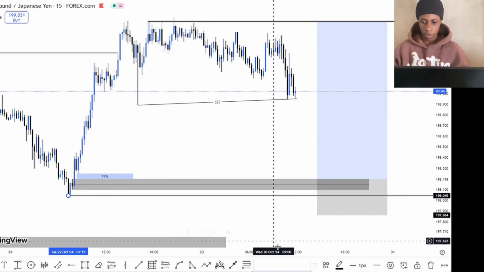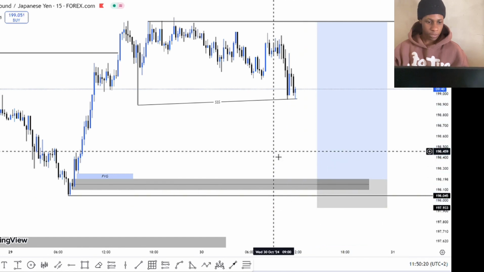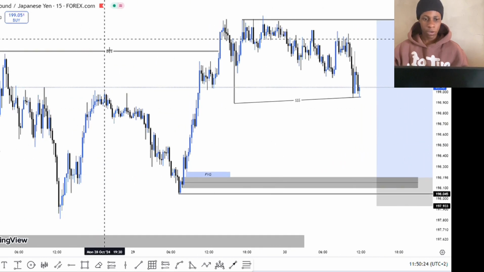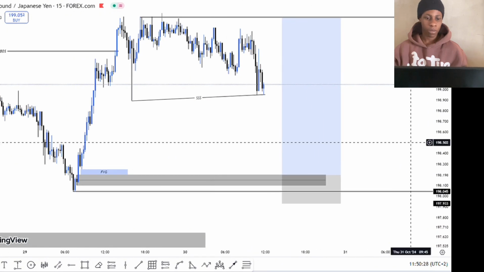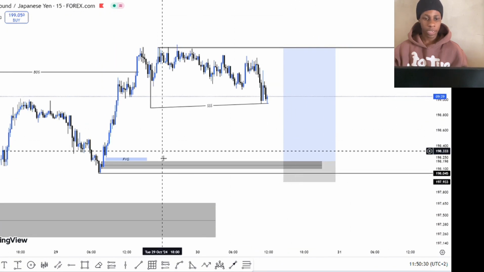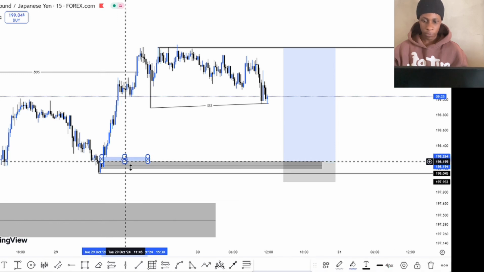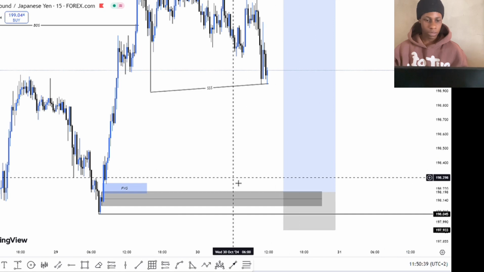There we have it, and we are going to take price. So take profit will be at the top right there. Our stop loss is just below the previous low, which is right here, and this trade is going to be a 1:5 risk to reward ratio.